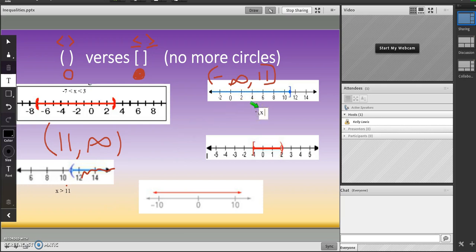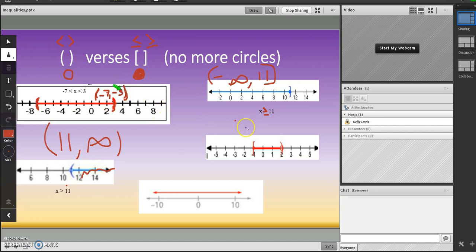Here, x is less than or equal to 11, and we just need the equal sign right here underneath it. So less than or equal to. Right here, we would write parenthesis, negative 7, comma, negative 3, parenthesis. Notice there's a parenthesis here, so we put a parenthesis. It's at negative 7, so we put negative 7. There's a parenthesis here, so we put a parenthesis, and it's at negative 3, so we write negative 3.